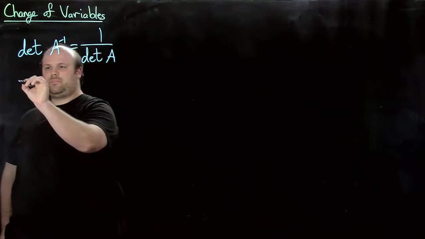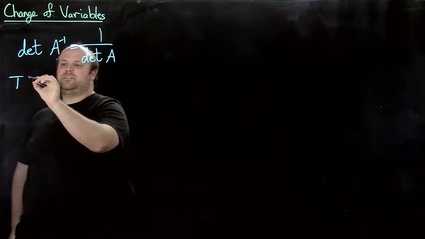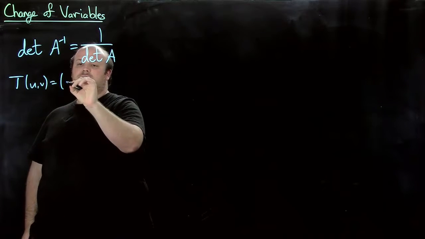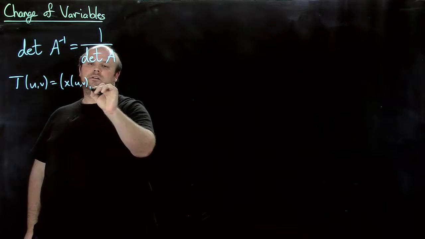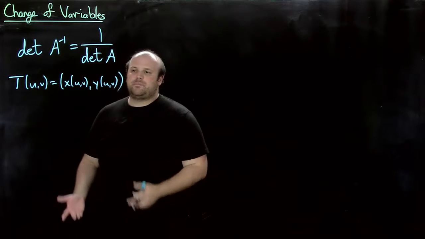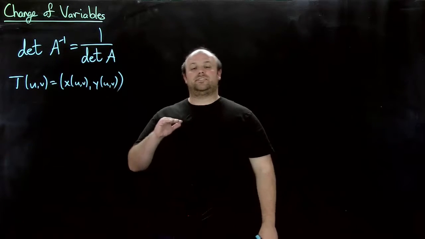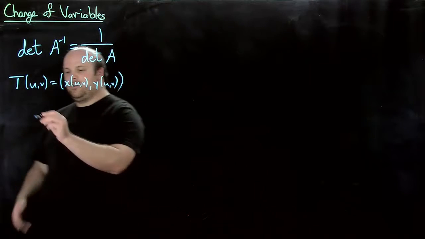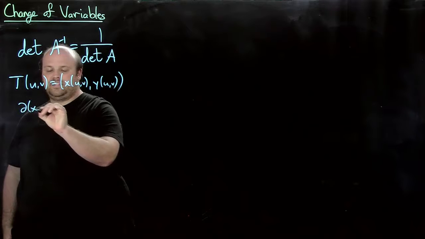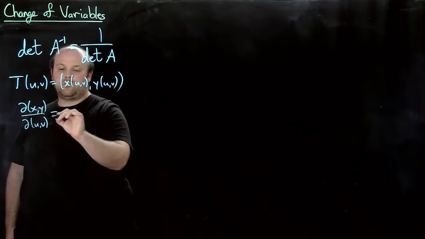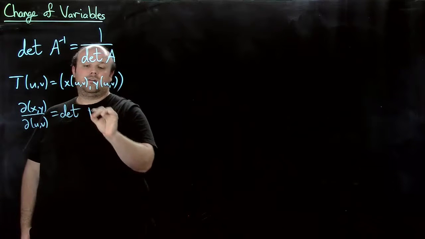Well, if our transformation is T of (u,v) equals (x(u,v), y(u,v)), right? So this would be what we had if we solved for x and y in terms of u and v. Then the Jacobian, d(x,y)/d(u,v), would be the determinant of DT.